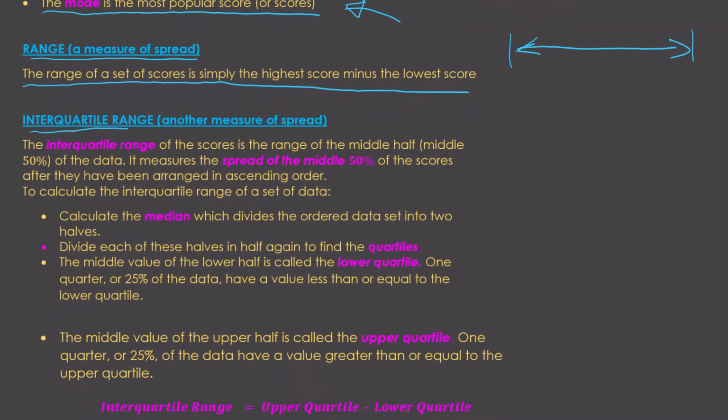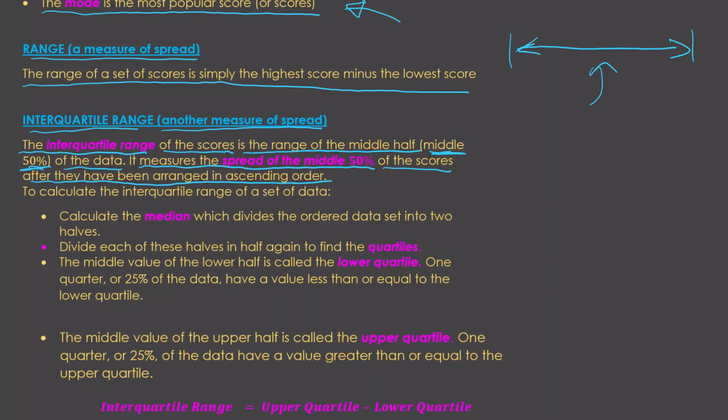The interquartile range is another measure of spread, and it's less crude than this one and very unlikely to be affected by outliers. The interquartile range of the scores is the range of the middle half, the middle 50% of the data. It measures the spread of the middle 50% of the scores after they have been arranged in ascending order, or at least in order.